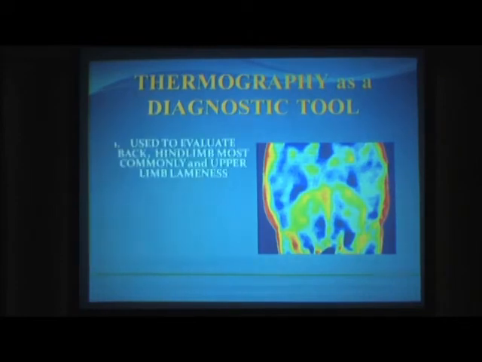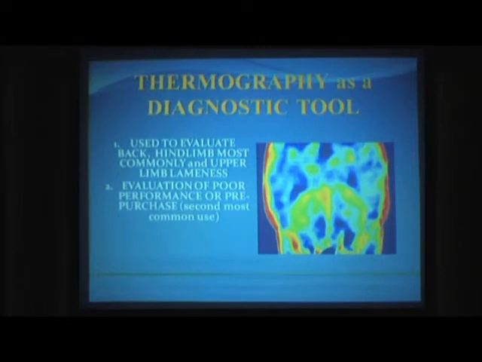It's used to evaluate the back and hind most commonly, and upper limb lameness. A lot of times it's very difficult to diagnose upper limb lameness without using thermography. Evaluation of poor performance or pre-purchase is the second most common use. I'll do this on show cattle. I'll go down and do thermographic images on show cattle and find where these animals already have issues going on, back problems or things like that. Also on barrel racing horses and hunter jumpers, and even some of these draft horses in the draft shows. Some of these draft horses have some major issues going on because of their size. Evaluation of forelimb lameness.